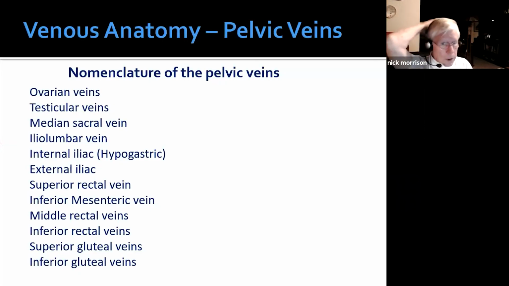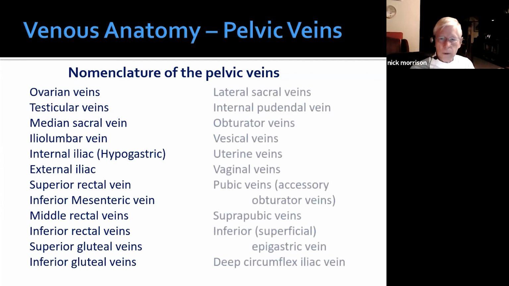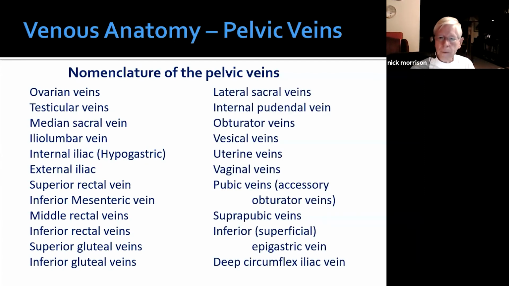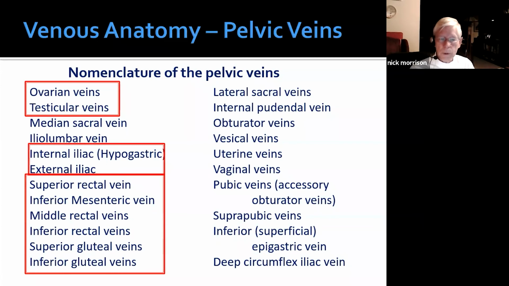With the pelvic veins, you have all of these. Probably the most important are the ovarian vein, the testicular veins, the external and internal iliac veins, those rectal veins and the gluteal veins, and then all of these uterine veins, vaginal veins, pubic, deep circumflex iliacs. All of those are going to be important, and I've just highlighted the most important ones. Of those rectal veins, for example, patients may present with hemorrhoidal disease, and it's all part of the same process.